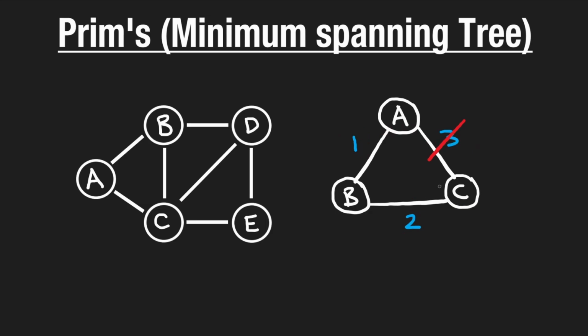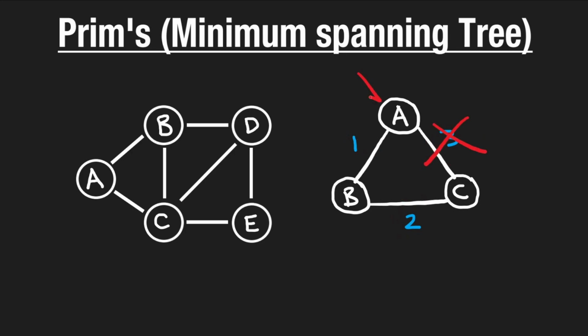We could have, if we wanted to, included this edge, but we can't include all 3 of these edges because then we have a cycle. So we have to remove at least one of them. We could have removed this one, but then the total cost is 4. We could have removed this one, but then the total cost is 5. So the best way to minimize it is simply like this.